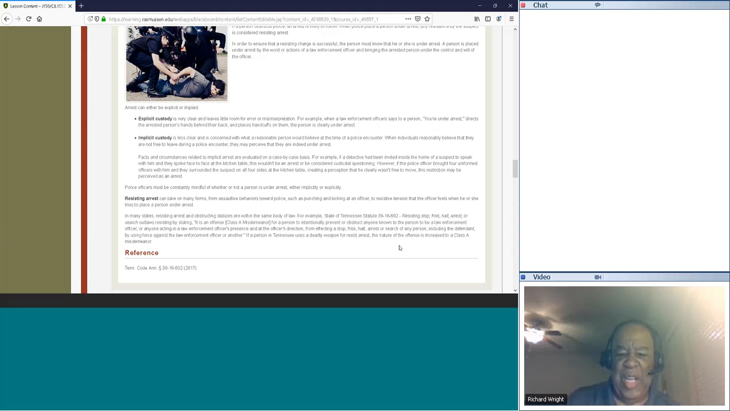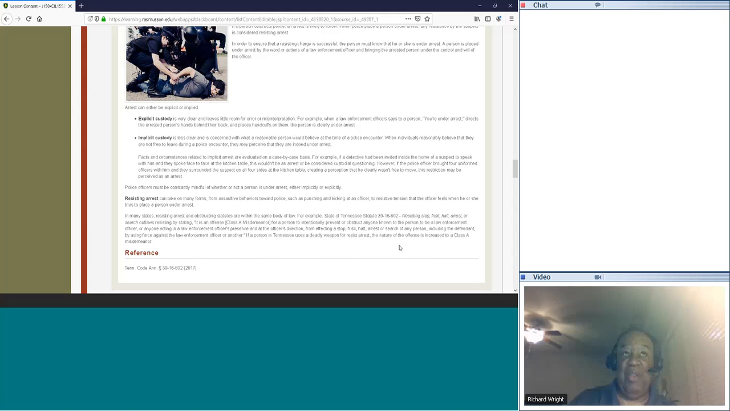Resisting arrest and obstructing statutes are different depending on the jurisdictions. For example, the state of Tennessee says resisting stop, frisk, halt, arrest, or search outlaws resisting by stating that it is an offense or Class A misdemeanor for a person to intentionally prevent or obstruct anyone known to be a law enforcement officer or acting in a law enforcement's presence at the officer's direction from effectuating a stop, frisk, halt, arrest, or search of any person, including a defendant, by using force against law enforcement.